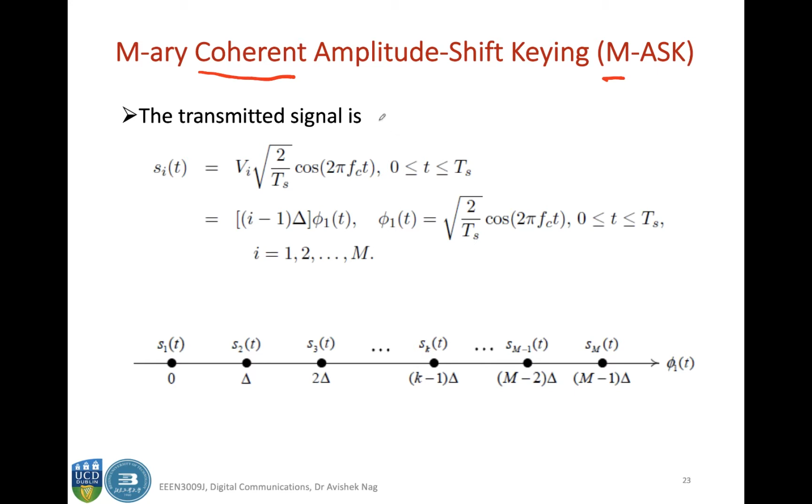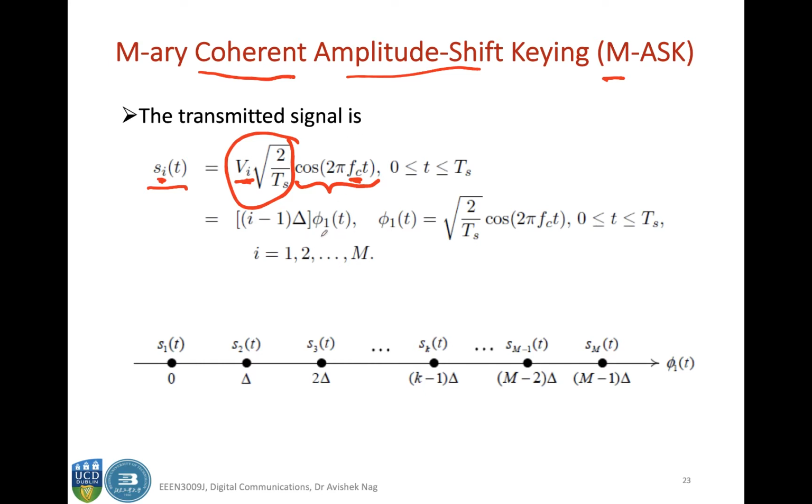So the transmitted signal is denoted as Si(t). This is a signal modulated by this cosine waveform, where Fc is the carrier frequency. Since only the amplitude is varying with i, each ith signal has a different amplitude denoted by Vi. Everything else is the same. So this is ASK in nature, and you have M such signals, so i is running from 1 to M. That's why it's MRE amplitude shift keying.